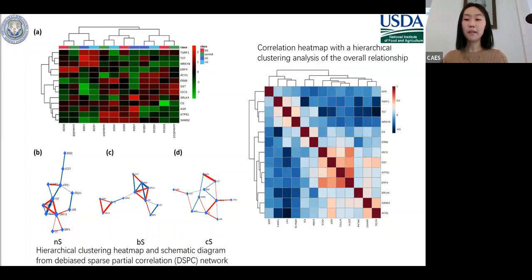So let me explain the DSPC network analysis a little bit. This line indicates a relationship between two genes, and the red color represents a positive relationship, and the blue color means a negative relationship. And the thicker the line is, the more strongly related they are.